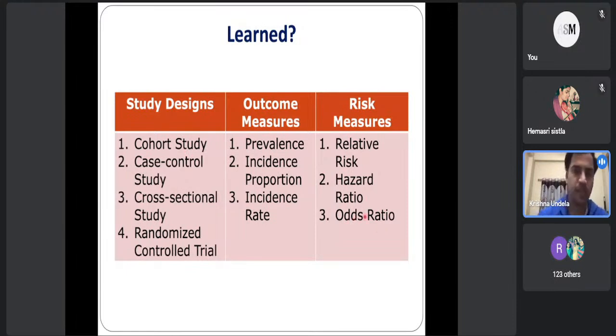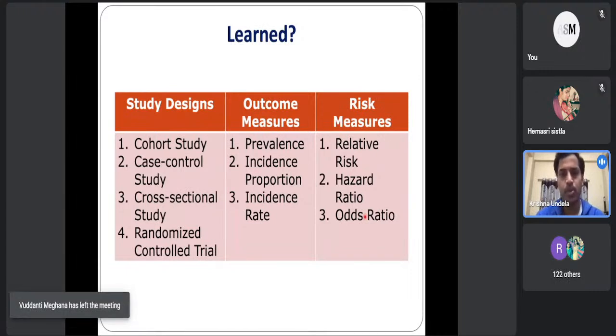So these are all the things we learned from pharmacoepidemiology, and they are very important components of it. Once you know all these things, you can surely say that you know some pharmacoepidemiology. Once you know the study designs, some of the outcome measures, and from these outcome measures what risk measures you are going to calculate, how you are going to calculate them, what the formula is, and once you get the values, how to interpret them, that is more than sufficient for you as a graduate student.